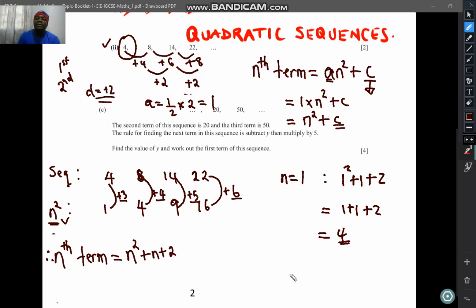Let's try it for the last time. When n is equal to 2, this formula should give us what? 8. So now 8 is going to be equal to 2 squared plus 2 plus 2. This gives me 4 plus 4, which is equal to 8. And it's the same as that.